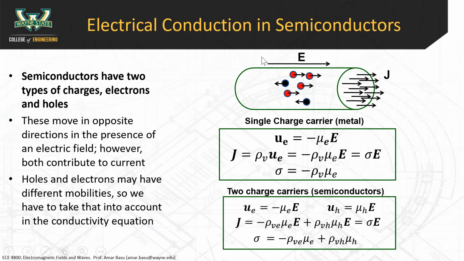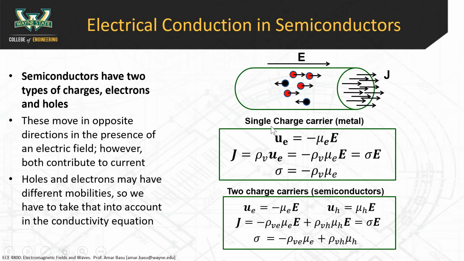You place an electric field over a semiconductor, just like before. You put a voltage source across there, and it turns out the positively charged carriers, which are called holes, move in the same direction as the electric field. The negatively charged carriers, in other words the electrons, move opposite the electric field. And so now you have two types of carriers, and you have to take both types of carriers' effects into account.